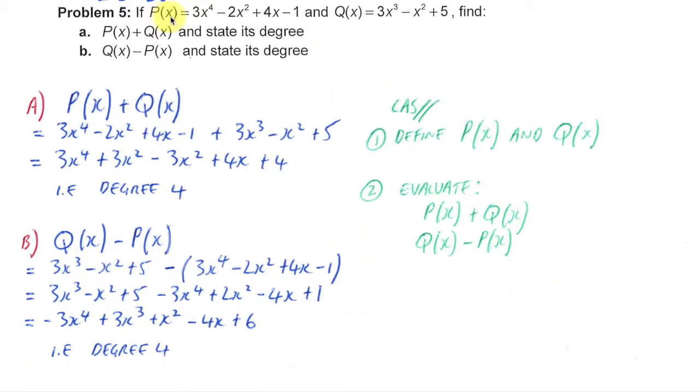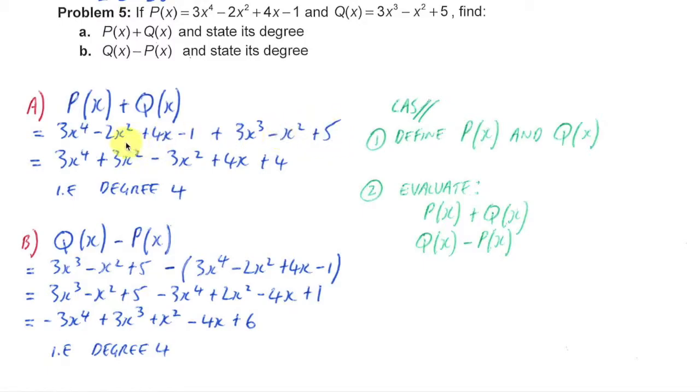Okay, problem 5. P of x is equal to this quartic and Q of x is equal to this cubic. I need to evaluate what P of x plus Q of x is, and then also Q of x take P of x. What you'll see here is that the CAS calculator can do this really quickly for us, but this is how we'll do it by hand. So I want P of x plus Q of x, so I begin by writing down P of x, and I'm adding to it Q of x, which is that cubic here.